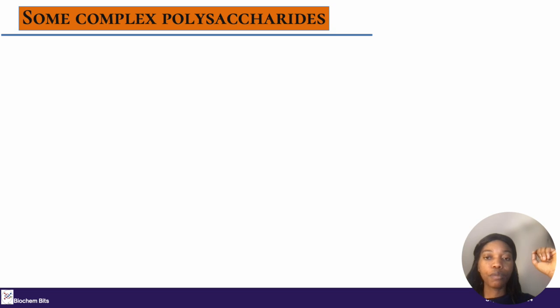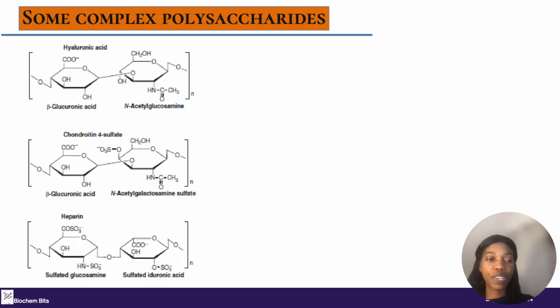Moving on to the next slide, I want to quickly look at some complex polysaccharides aside from cellulose, starch, and glycogen that we talked about. We have glucuronic acid, N-acetylglucosamine, N-acetylgalactosamine, sulfated glucosamine, and also sulfated hyaluronic acid.